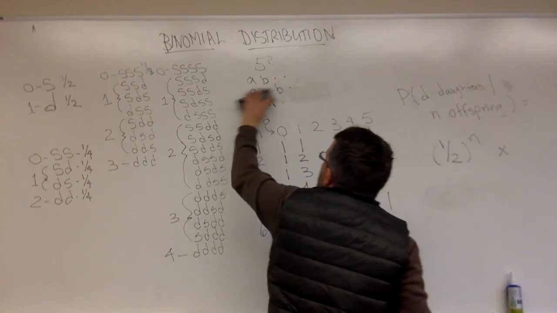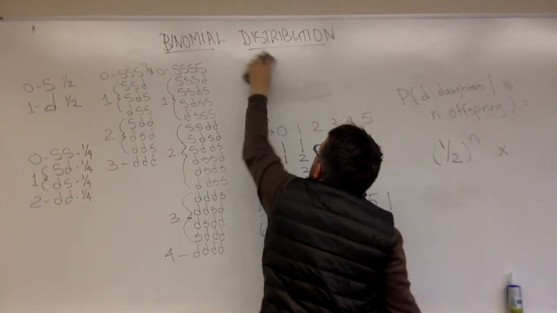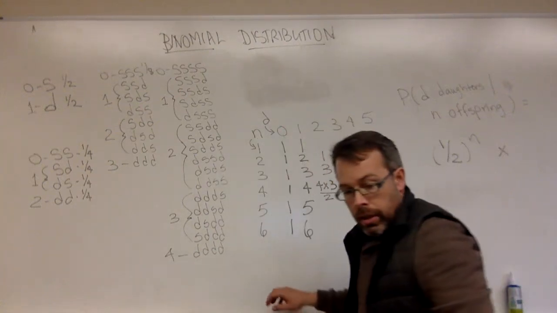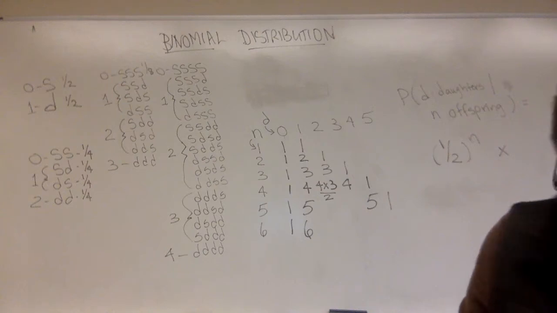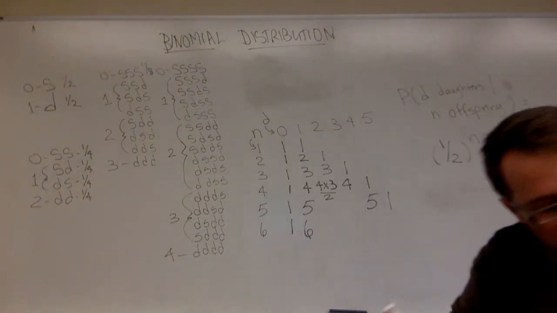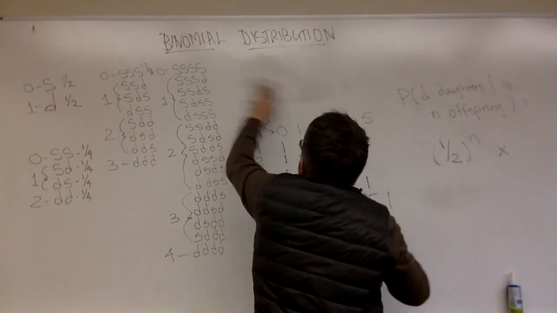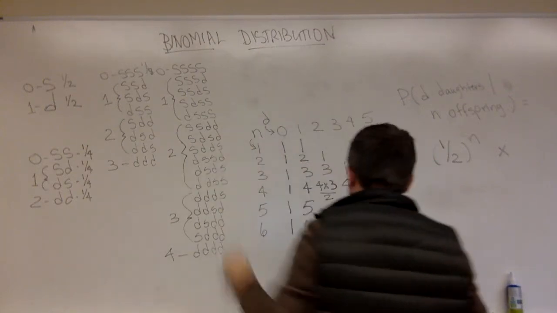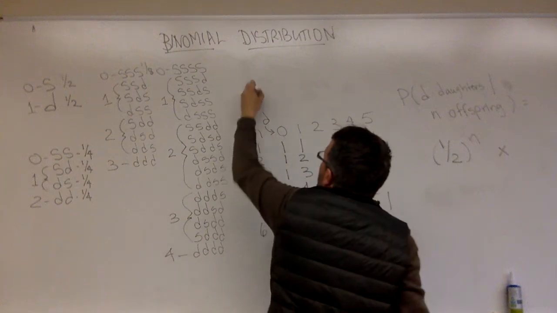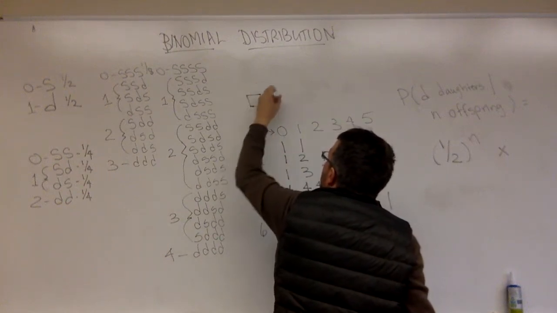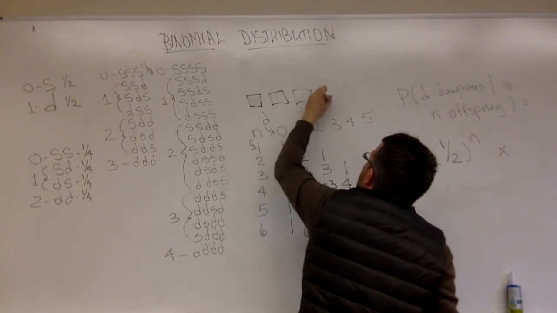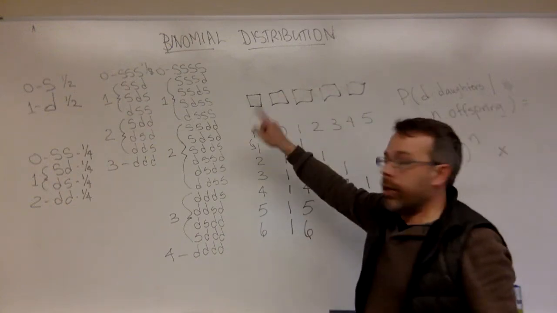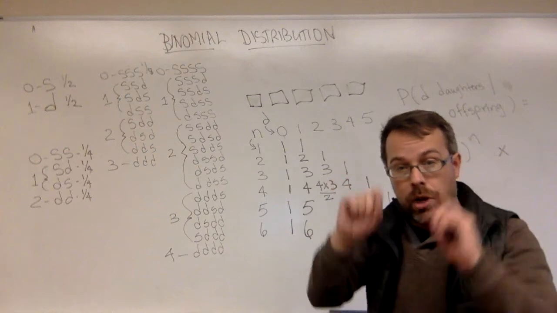Well, let's do one more. Let's do up to 5. Okay, so if we have 5, then we have our 5 boxes. So we have our 5 positions, our 5 offspring, 1, 2, 3, 4, 5. Okay, so we know how to do just one daughter. That's 1, 2, 3, 4, 5. So let's do 2 daughters.